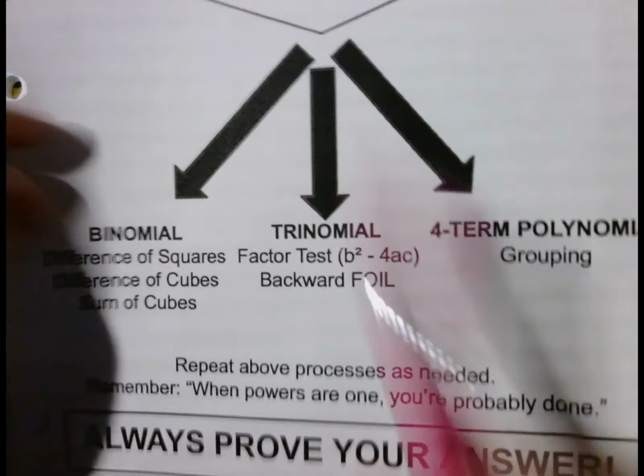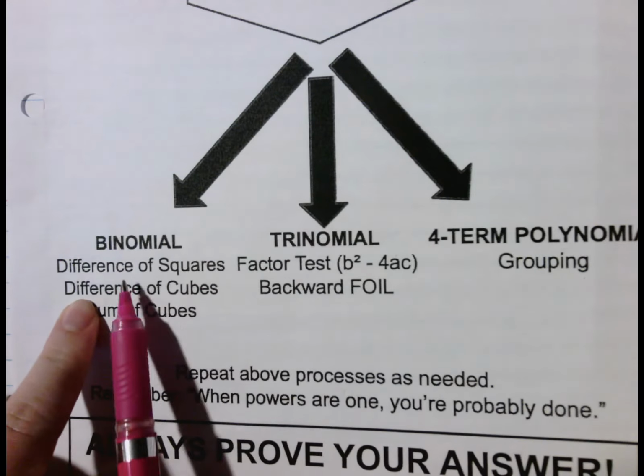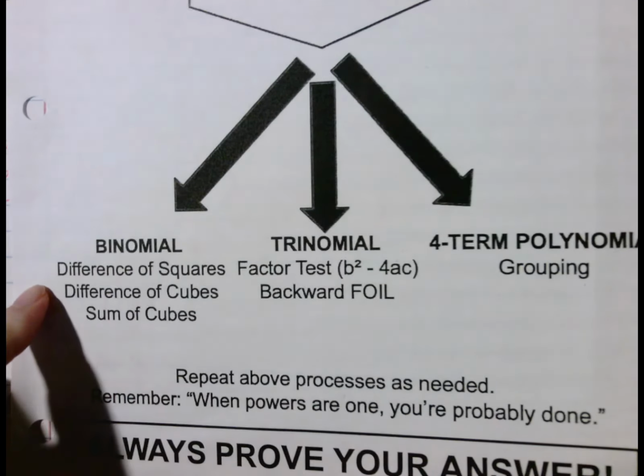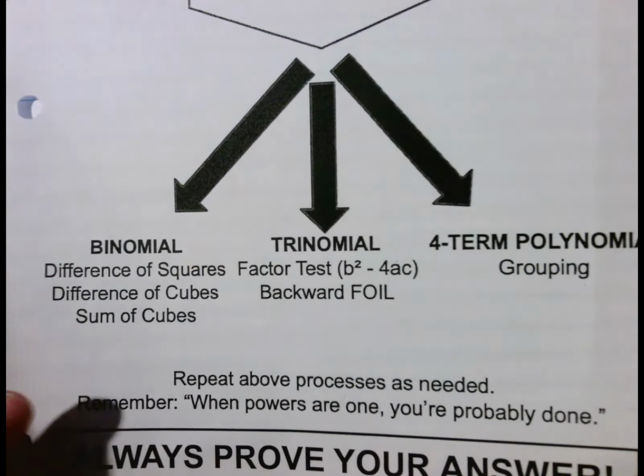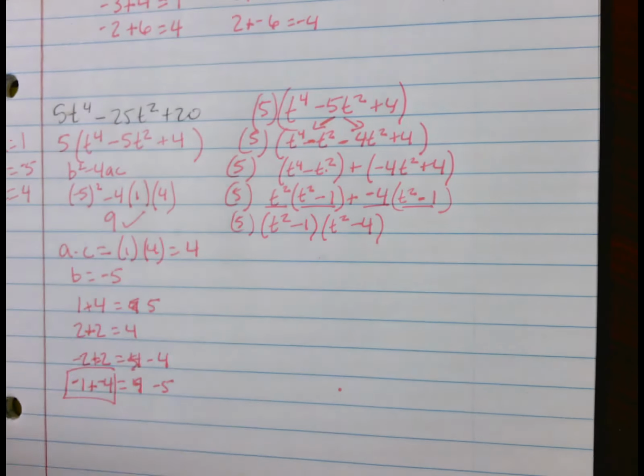So then we can move down to the binomials because that's what we're left with. And we need to decide if any of these are difference of squares, difference of cubes, or a sum of cubes. And if they're not, then we're done. But if they are, then we need to keep factoring. So let's look real quickly.